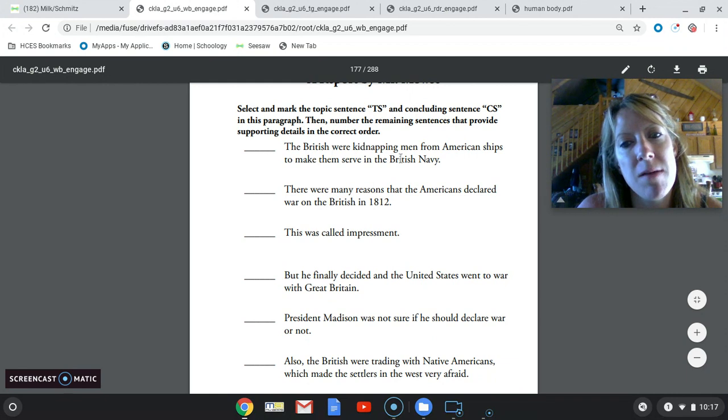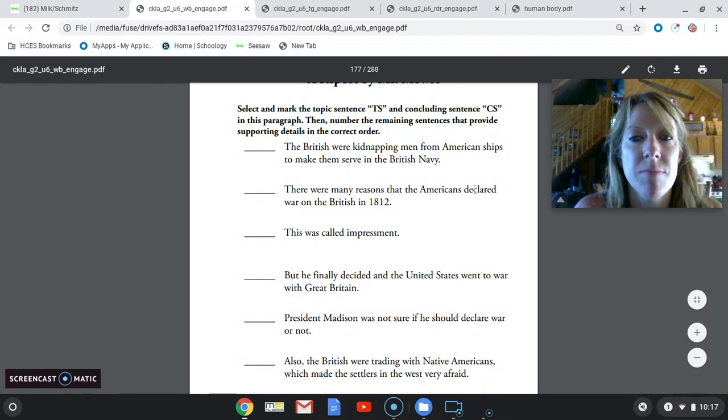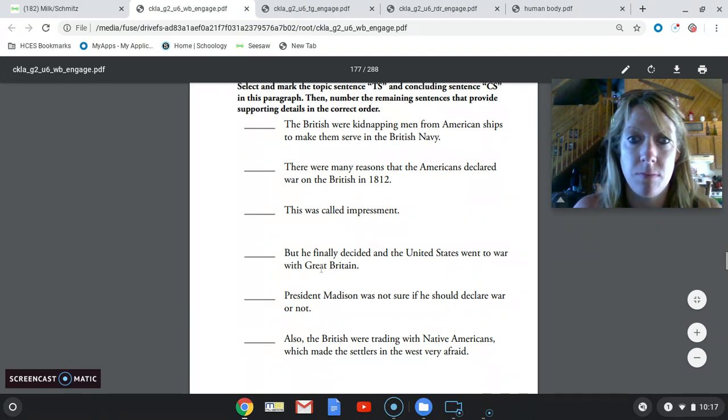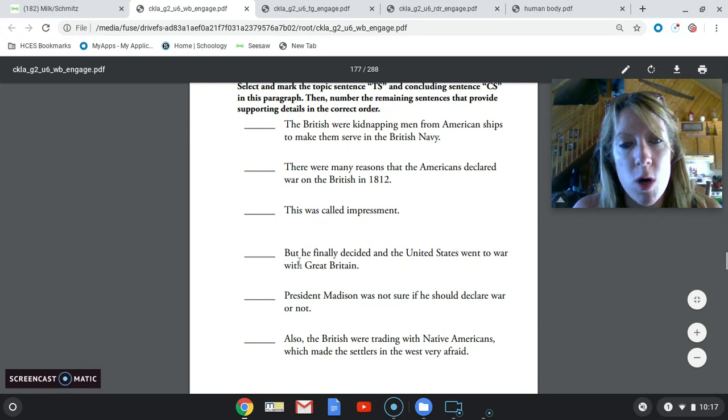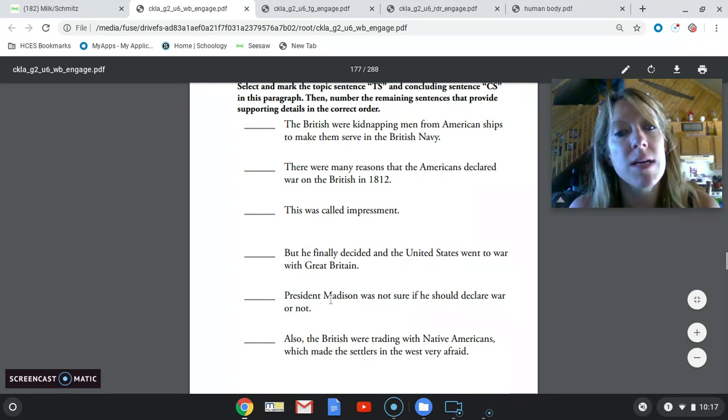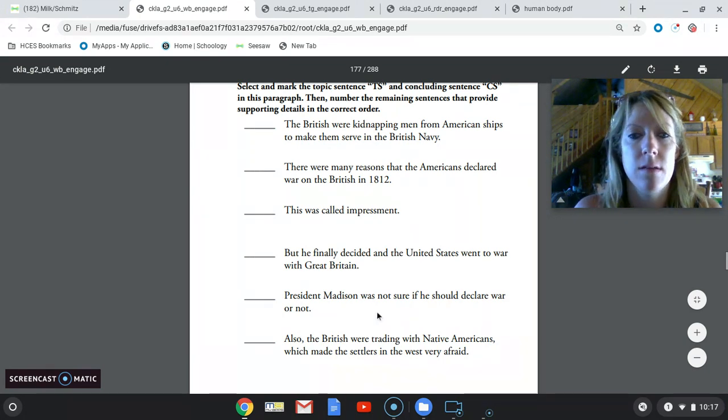The British were kidnapping men from American ships to make them serve in the British Navy. There were many reasons that the Americans declared war on the British in 1812. This was called impressment. But he finally decided, and the United States went to war with Great Britain. President Madison was not sure if he should declare war or not. Also, the British were trading with Native Americans, which made settlers in the West very afraid.